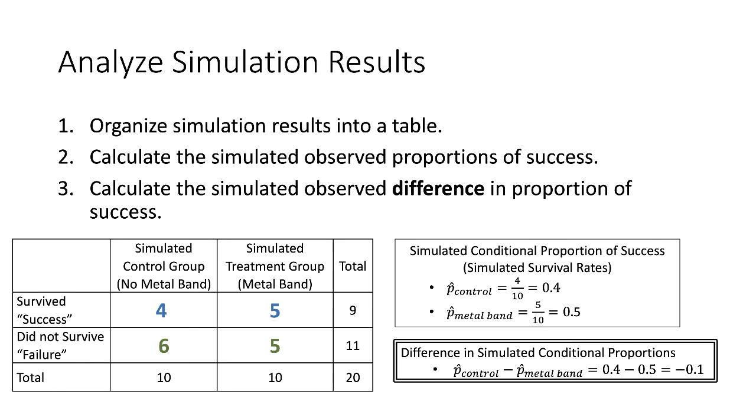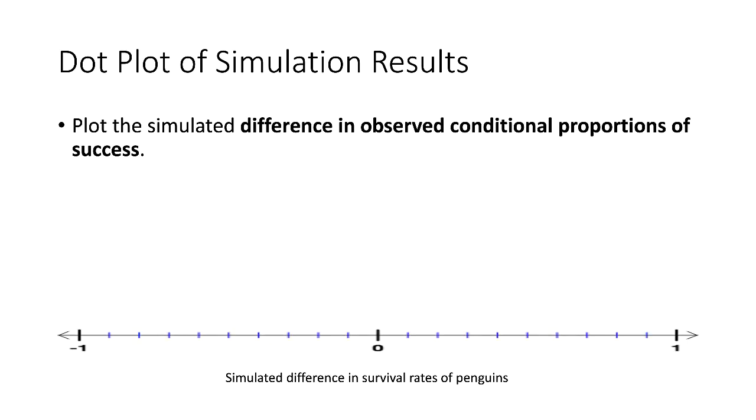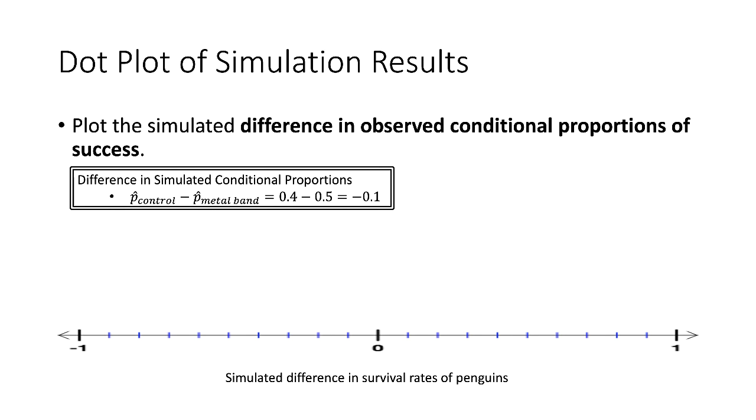If you remember, step number 1 in our simulation was to calculate our observed sample statistic. And essentially what we're doing is calculating our simulated difference in conditional proportions. Now we'll plot our simulation results. I came up with a difference of negative 0.1. If you're following along at home, you probably came up with something different. So I'm going to plot negative 0.1 on my axis of simulated difference in survival rates of penguins. This will eventually become the null distribution.